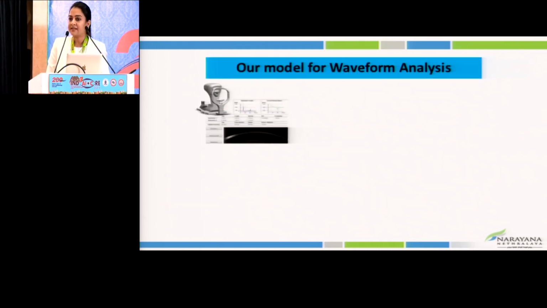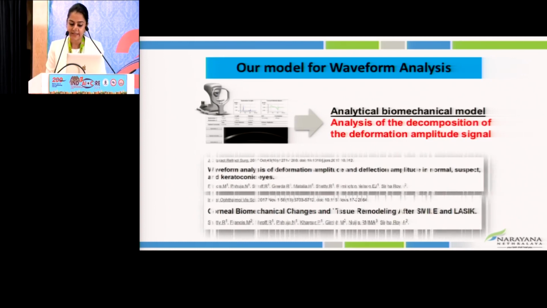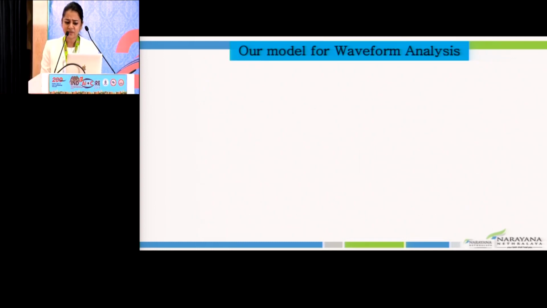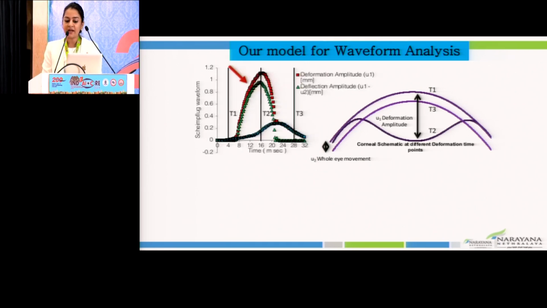To improve the analysis, we used Corvis ST, and we built an analytical biomechanical model, which we have already published in our previous studies. So I'll quickly describe our model. Here, T1 is the time before applanation, T2 is when the cornea is totally applanated, T3 is when the cornea has regained its shape but not returned to its original position.